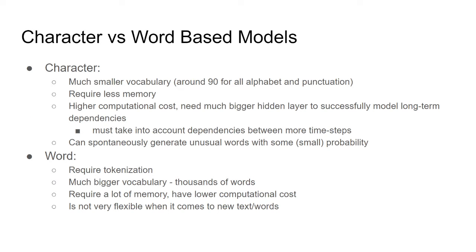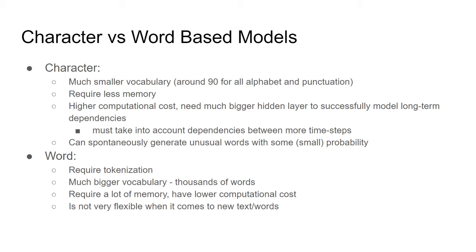From what we learned, using a character-based model means that we will be dealing with a much smaller vocabulary. The English language only has around 90, considering all the upper and lowercase alphabet and the punctuations. Since it has a much smaller vocabulary, it will require less memory. However, in return, it will need a higher computational cost, since character-based models need a much bigger hidden layer to successfully model long-term dependencies. Now, this makes sense because using character-based models, we have to take into account dependencies between more time steps. Another con with character-based models is that it can spontaneously generate unusual words with some small probability, even with a well-trained model.